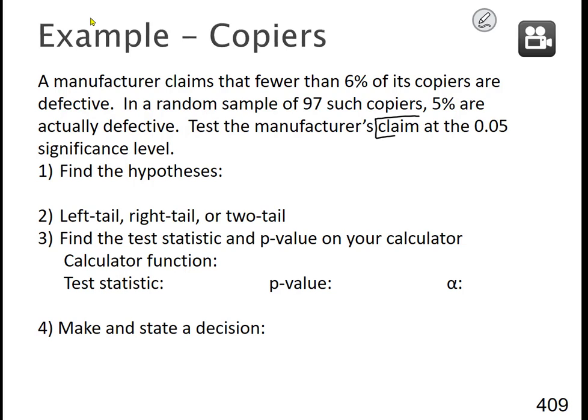Now, in this case, the claim doesn't actually have the sentence behind it, but up here, the claim does. So, fewer than 6% of its copiers are defective. If I write my hypotheses, H sub 0, H sub 1, we're talking about a percent, so that's a p. p equals 0.06. p is less than 0.06. Fewer than is less than. And as we've done before, label the claim as the less than.